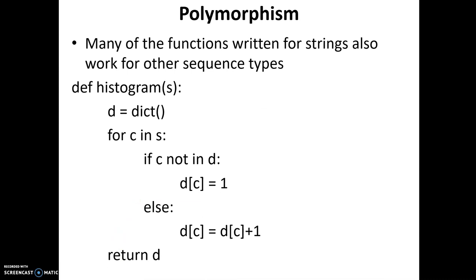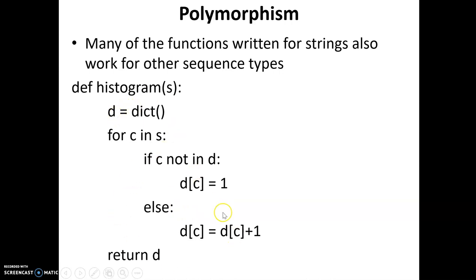Coming to polymorphism, allow me to discuss what polymorphism is. Many of the functions we discussed in earlier chapters, for example in dictionaries, were written for strings. For example, creating a dictionary to keep a count of the frequency of each word from a file. This is how it is being done.